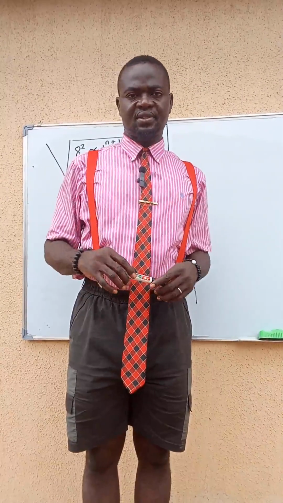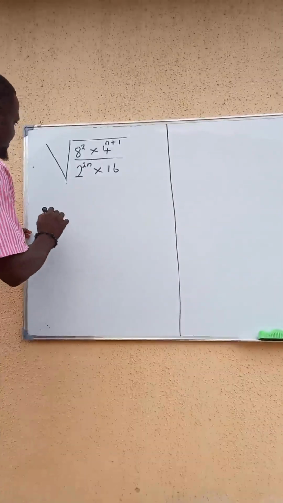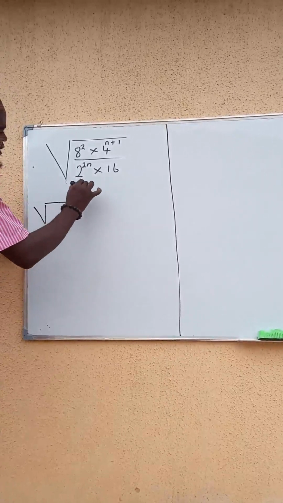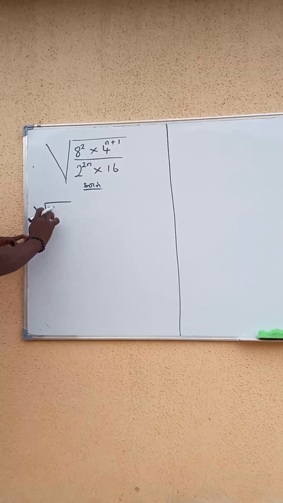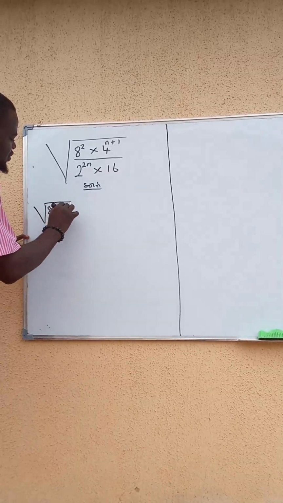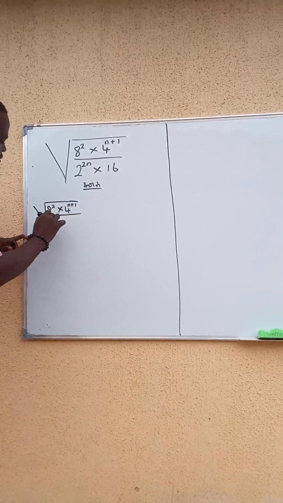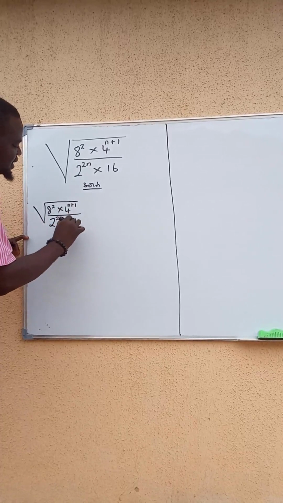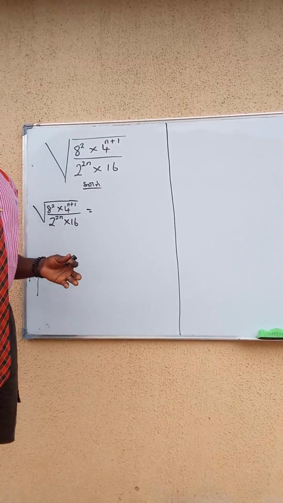It is the hint. Now, what I'll do is to bring it here and say that the square root, you must shift it to the other side. You say the solution must shift it to 8 raised to the power of 2, multiplied by 4 raised to the power of n plus 1 over 2 raised to the power of 2n multiplied by 16. You must bring it out like this and set it equal to, because you are simplifying.